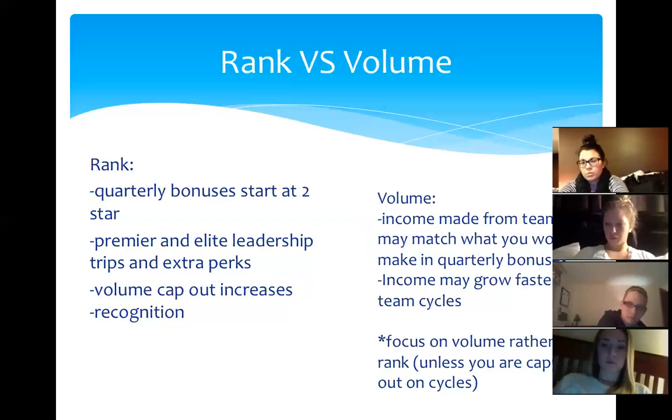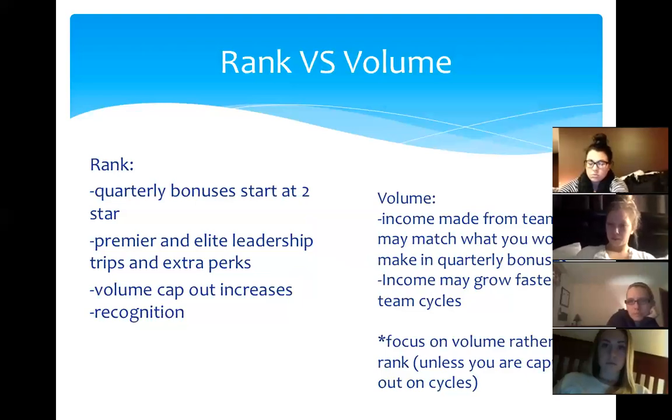Your volume cap increases. So when you're a diamond coach, you can make $1,000 from team cycle bonuses. Okay, that's your cap out. If you make more volume, you don't get it in team cycles. When you're a 1-star, it goes up to $2,000. So you can make $2,000 in team cycles as a 1-star coach. If you make more than that, it just disappears basically. So if you're capping out on your income, that is definitely a reason to rank advance. Okay, and obviously your recognition, right? The recognition program, you get your shirts and your jackets and your bracelets and all that fun stuff.